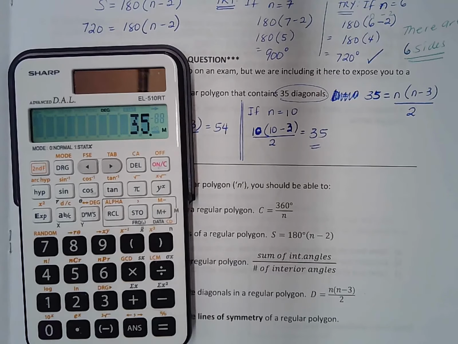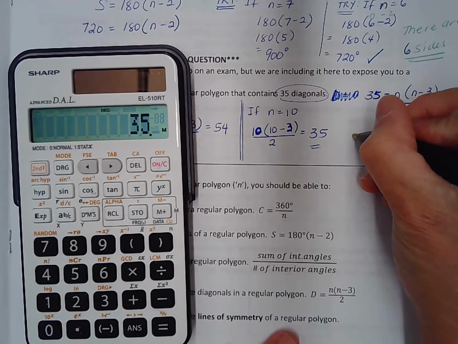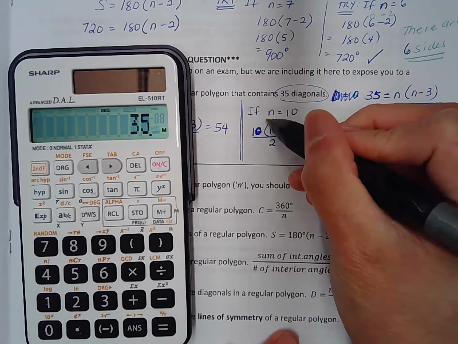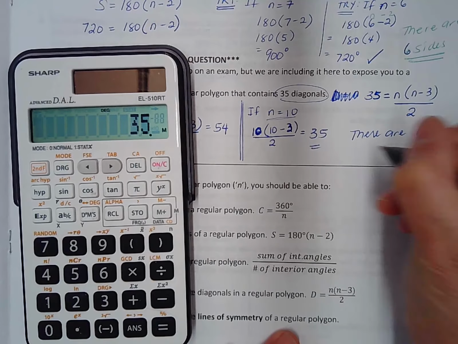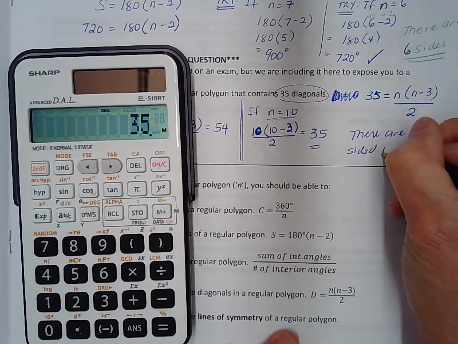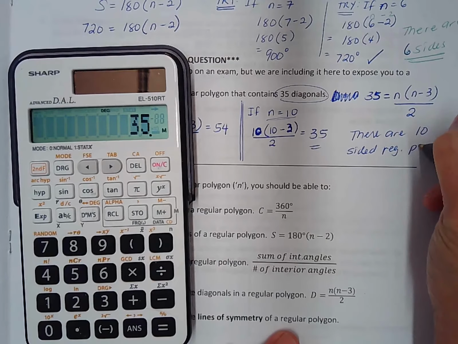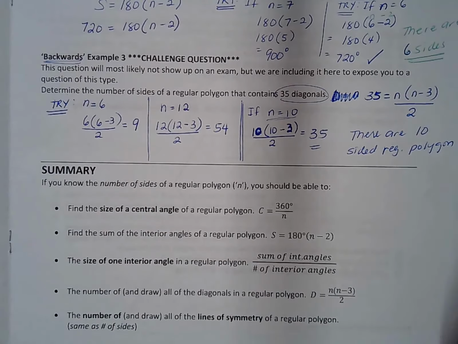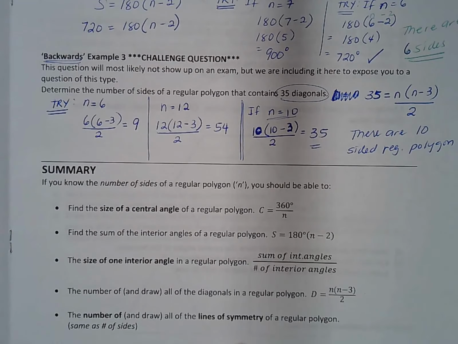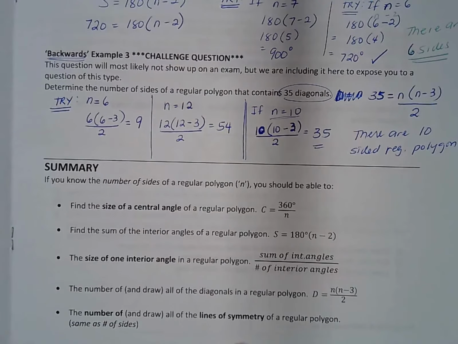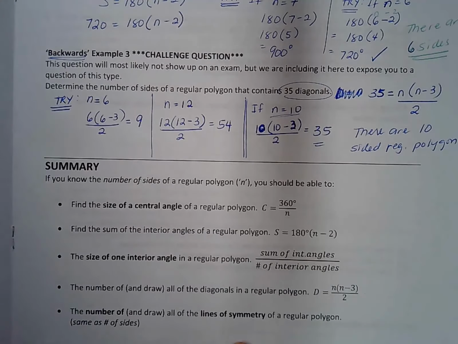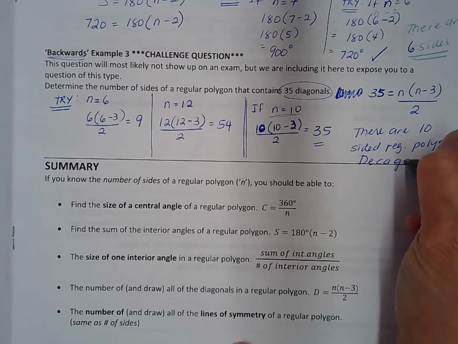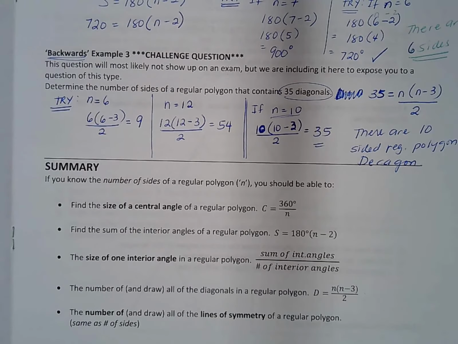So we have to state our final answer. How many sides are there? There has to be 10 sides. What's a 10-sided polygon? What's the name for it? What's that called? It's called a decagon. Decagon.